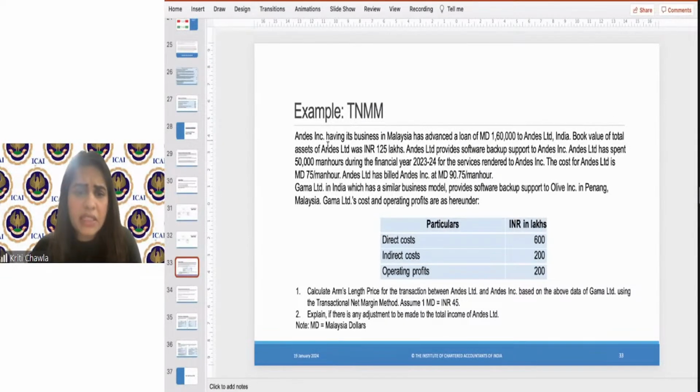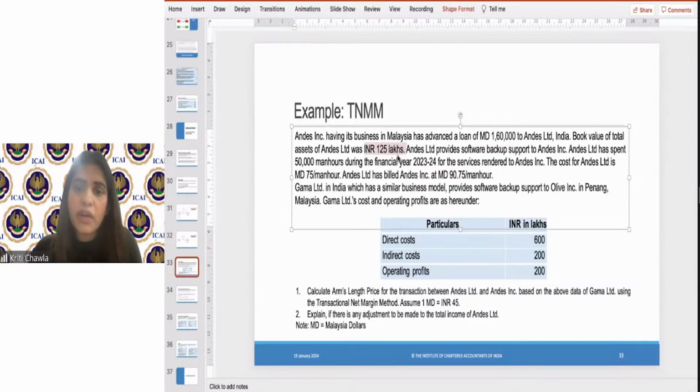Now, the book value of total assets of Andes Limited was 1,25,000. So, book value of the assets of the Indian company is 1,25,000 lakhs. 125 lakhs, sorry. Now they say that Andes Limited provides software backup support to Andes Inc. Now, the first point that we need to see, I will go to the question in a bit, but first thing that we need to see is, are these even related entities? Well, the transaction that they're providing, the Indian entity is providing backup support services to USA entity, that is an international transaction as per 92B.